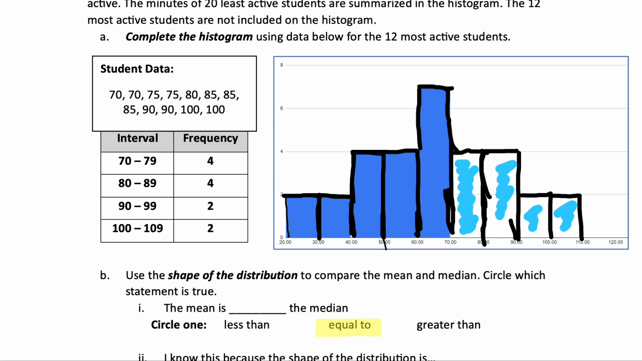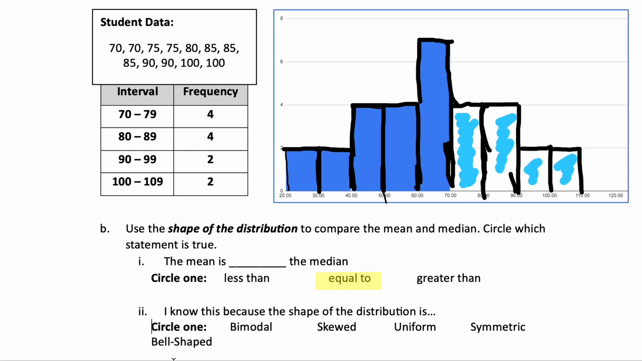And we have another question. I know this because the shape of the distribution is bell-shaped. Okay, bell-shaped distributions, the mean and the medians are equal.